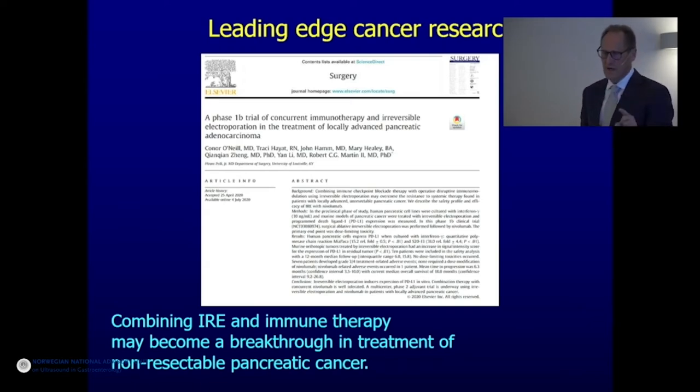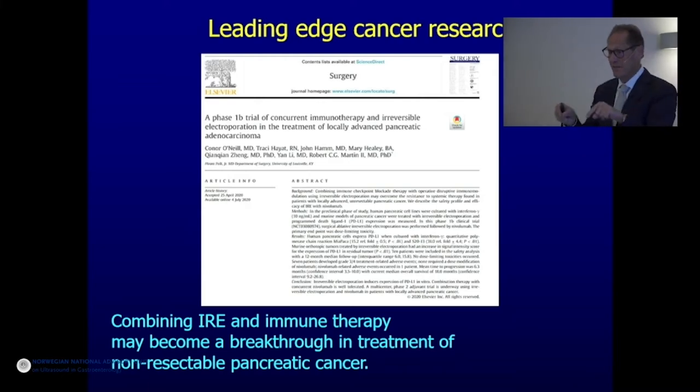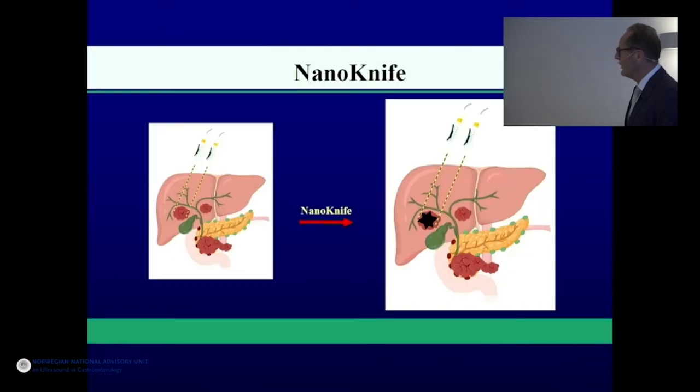Now it turns out that maybe NanoKnife, that I showed before, was not saving patients with pancreatic cancer by itself. It could work, but it doesn't work, because we need something else. But NanoKnife may be the best method to activate the immunological system. So when you start with NanoKnife and then add immunotherapy, we might find the miracle. So this is actually what we are doing new.